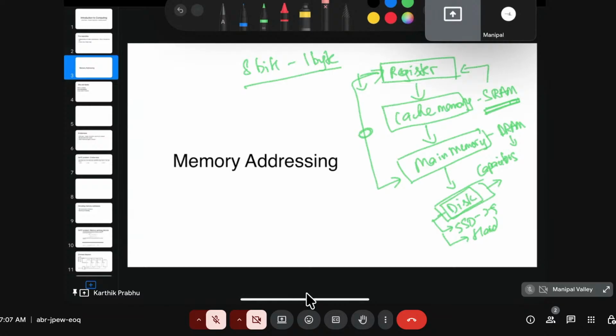But deep down, even though they are implemented in different ways, logically they are exposed in the same way. What do we mean by logically? It means that all of them are exposed as bits only.